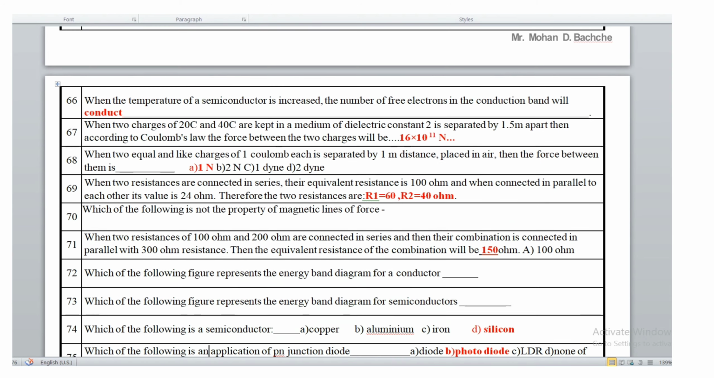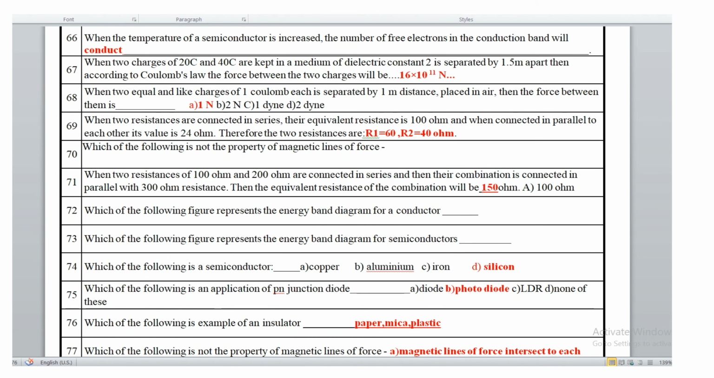In question number 66, when the temperature of a semiconductor is increased, the number of free electrons in the conduction band will conduct. When two charges of 20 coulomb and 40 coulomb are kept in a medium of dielectric constant 2, separated by 1.5 meter apart, then according to Coulomb's law, the force between the two charges will be 16 into 10 raised to 11 Newton.